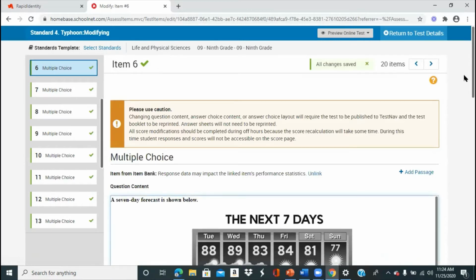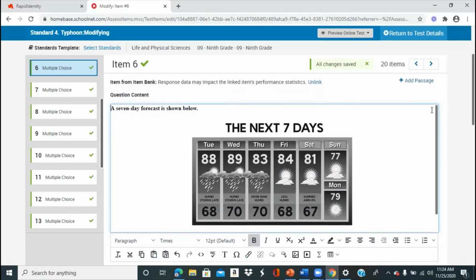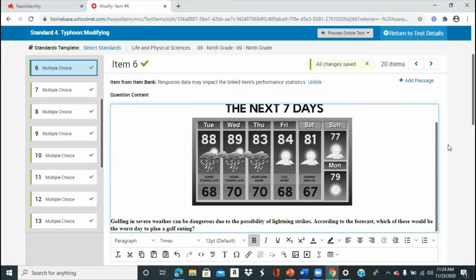So we move forward to the next item. Another 7-day forecast is shown below. And when that's the kind of question, you always have to understand the scenario. The scenario here is saying that golfing in severe weather can be dangerous due to the possibility of lightning strikes. You know what golf is, right? When you do that in severe weather, that could be very dangerous due to the possibility of lightning strikes. According to the forecast, which of these would be the worst day to plan a golf outing?